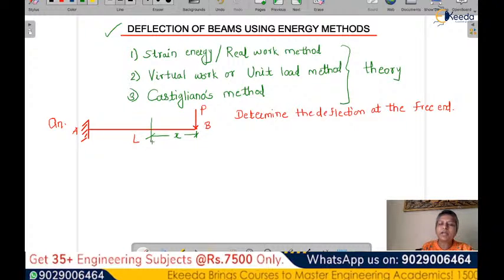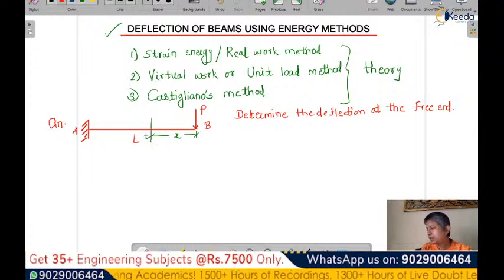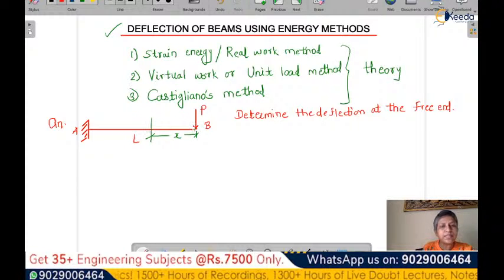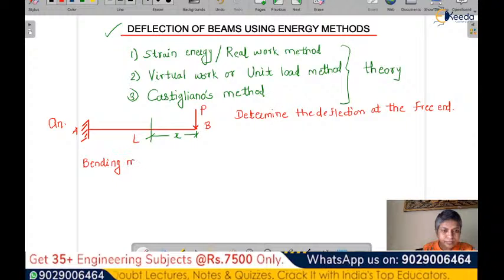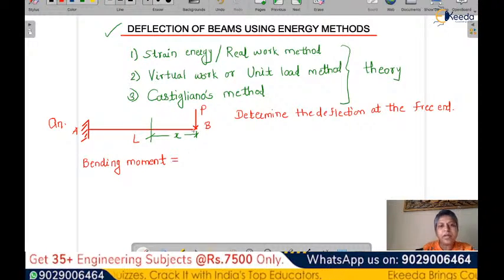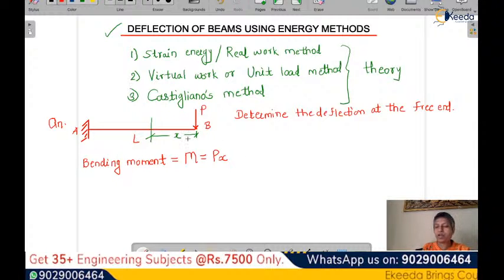Now at this particular distance, let us write down the moment. What is the bending moment at any distance x? I think it's very easy, right? Bending moment is load into perpendicular distance. That means it's simply P into x. So this is our value over here.